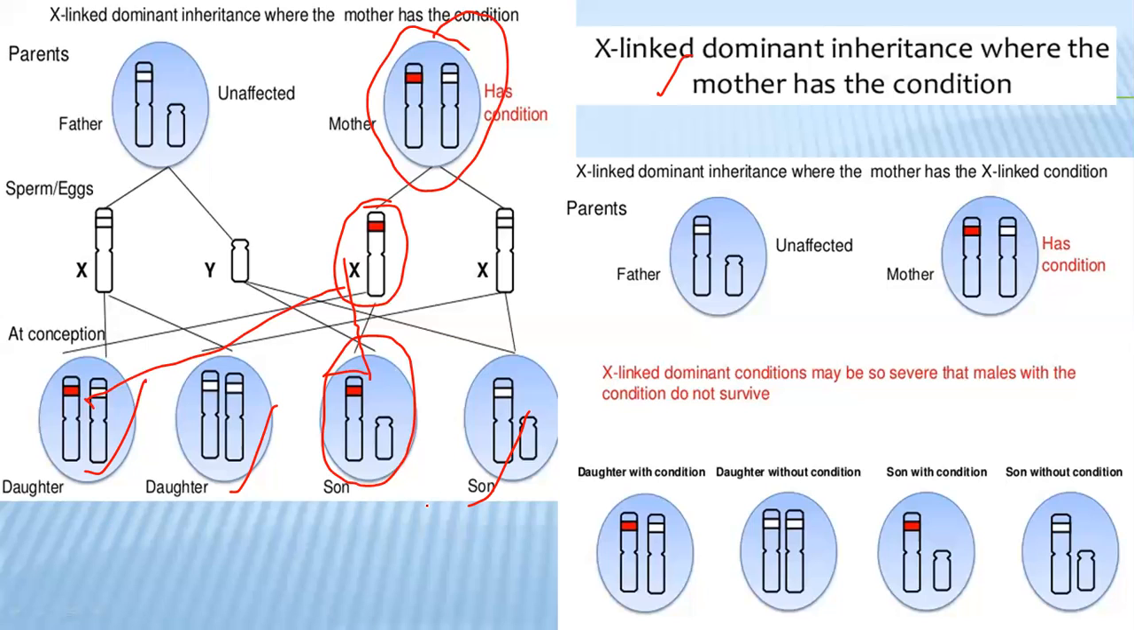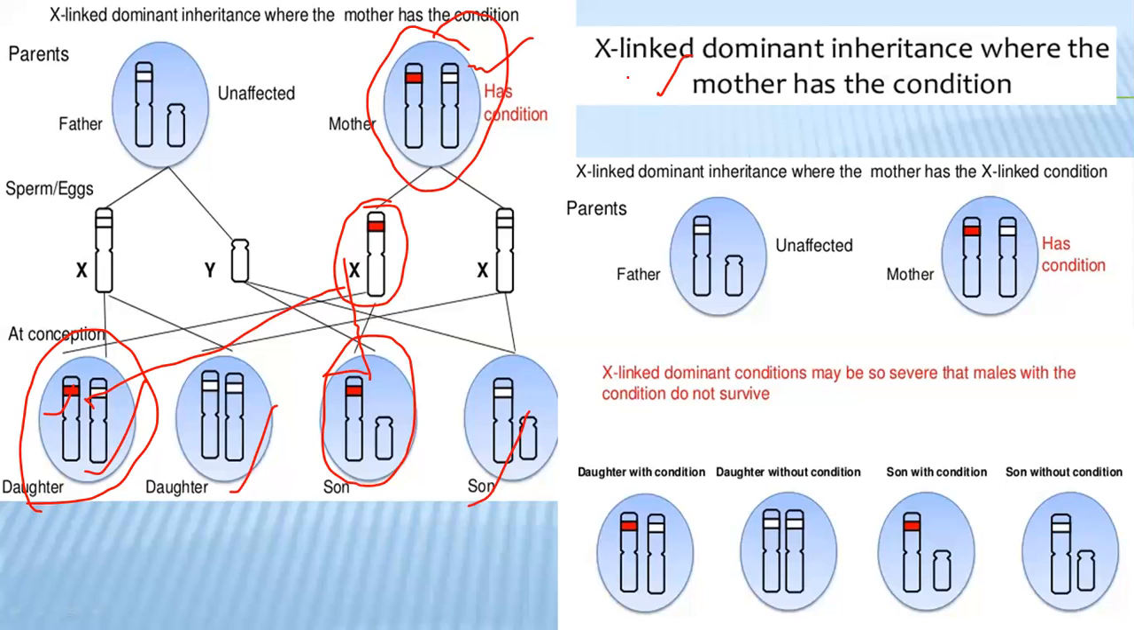Sorry, this is the X-linked dominant inheritance. In that dominant condition, what happened is that the daughter is also carrying one chromosome which has that defective gene. So it means she is not a carrier, she is having the condition. Sorry, I got confused between recessive and dominant sex-linked inheritance.